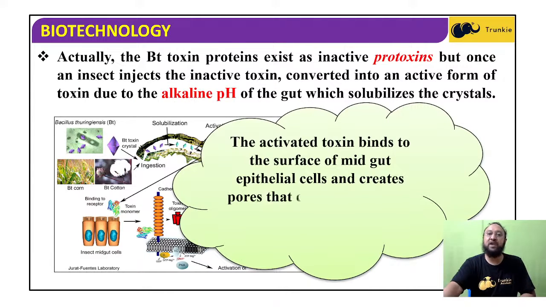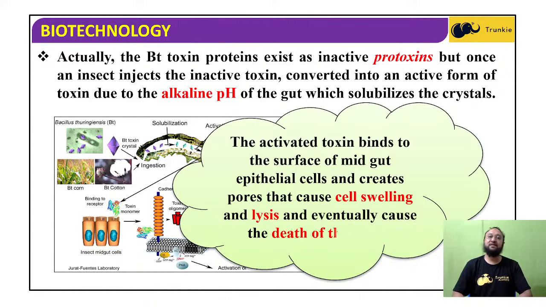The activated toxin binds to the surface of the midgut epithelial cells and creates pores that cause cell swelling and lysis, and eventually cause the death of the insect. What is it doing actually? When they ingest the crystal form, which is the protoxin, the alkaline pH solubilizes and converts it into toxin, and these toxins bind to the midgut epithelial cells, creating pores and causing swelling, lysis, breaking and tearing of the cells, and eventually the death of the insects.